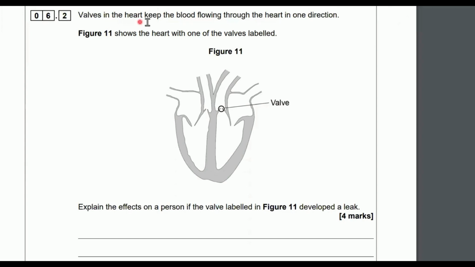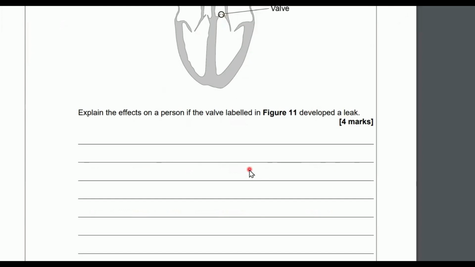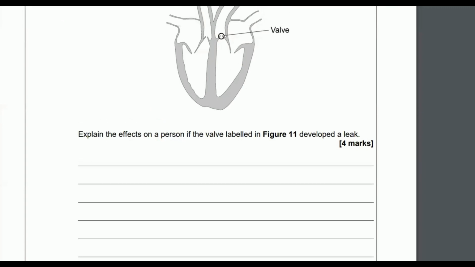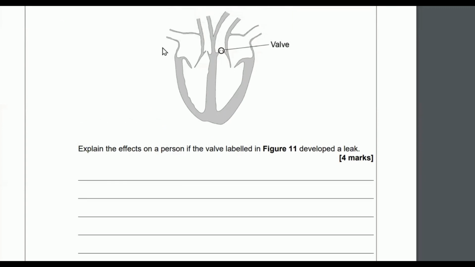So 6.2, valves in the heart keep blood flowing through the heart in one direction. Shows the heart valve labeled here. Explain the effects on a person if the valve there developed a leak. So this would be the same for really any valve developing a leak, but essentially let's zing up a little. Got some crashing and banging next door, but don't worry about that.